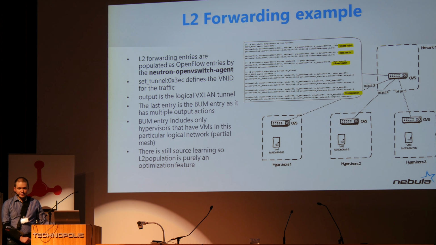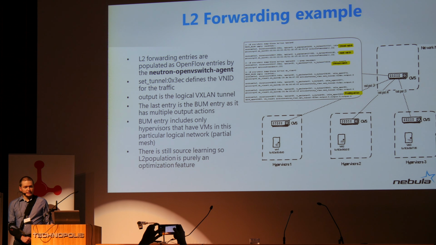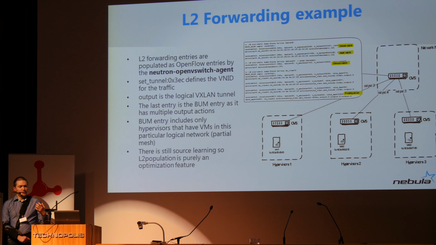And they have a MAC address and the output interface. And the output interface in this case is the logical VXLAN tunnel. And the last entry is the BUM entry that has multiple output interfaces, but it only includes the hypervisors that have VMs in this particular network. So it's like a partial mesh, again, to minimize the amount of replicated traffic.